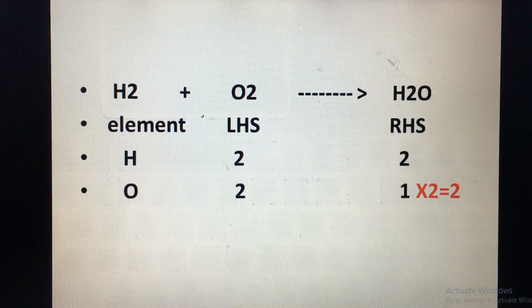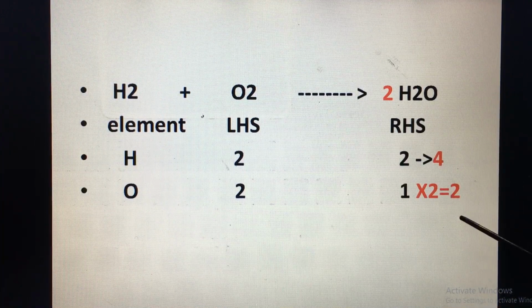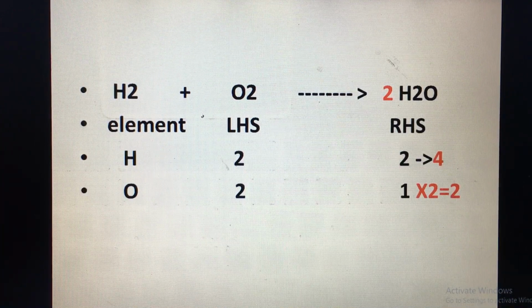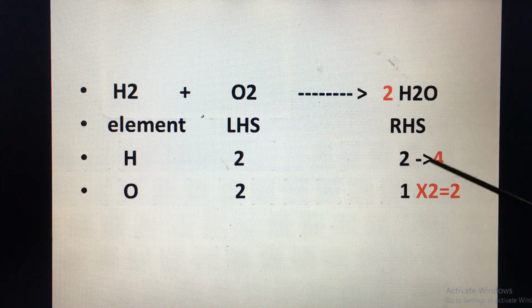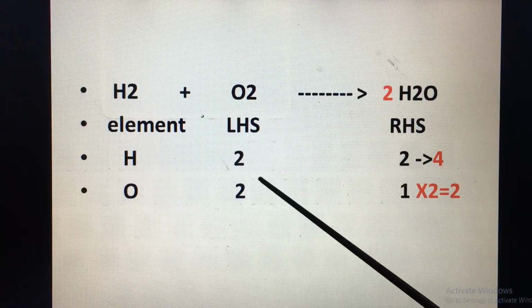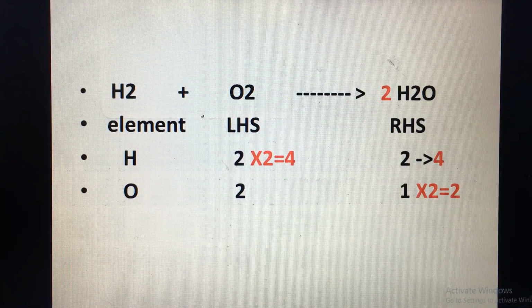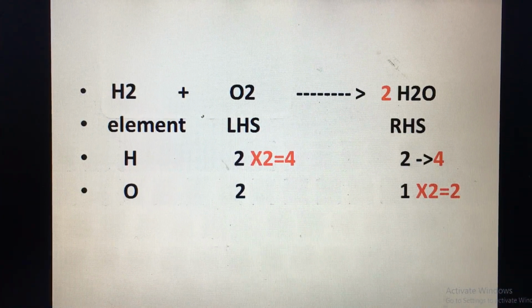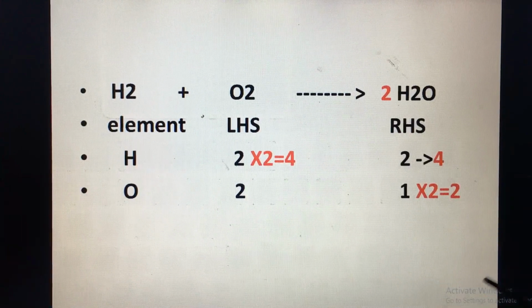But since now we have 2 water molecules, this is going to be 4. So hydrogen is unbalanced now. 2 into 2, that will become 4. So to balance hydrogen, what do we want to do? We need to multiply this by 2. That will become 4. So you can't change the formula, only multiply the number of substance. So when I multiply that, this becomes 4, now the equation is balanced.